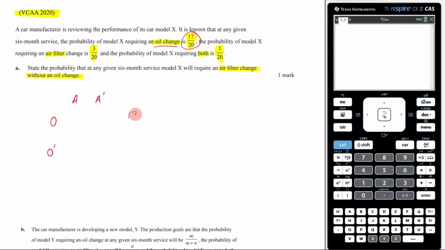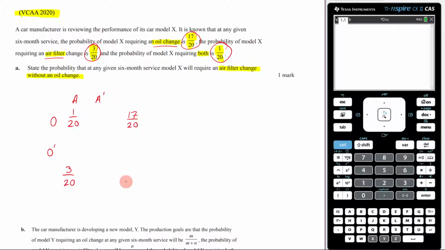So I would come here and in the total column, I would put 17 on 20. We're also told that the probability of requiring an air filter change is 3 on 20. So air filter is going to be 3 on 20. Now, the probability of it requiring both is 1 on 20. So that is oil and air filter. So 1 on 20 here.